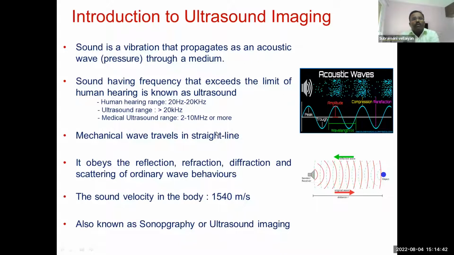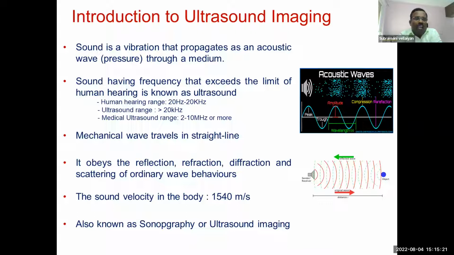So as a physicist, we are not all aware of this, and it is not necessary to introduce much about ultrasound to this audience. However, for the sake of introduction, I will just give a brief on the physics of sound. Sound is a vibration that propagates as an acoustic wave, nothing but a pressure wave, through a medium. This acoustic or pressure wave will not transmit through a vacuum. Sound having a frequency that exceeds the limits of human hearing is known as ultrasound.